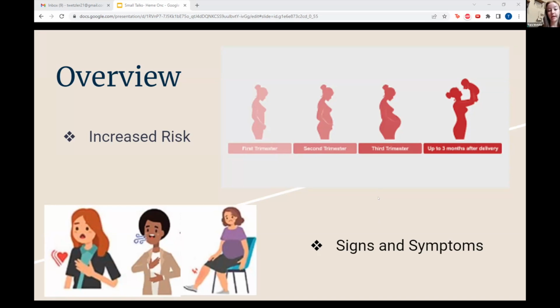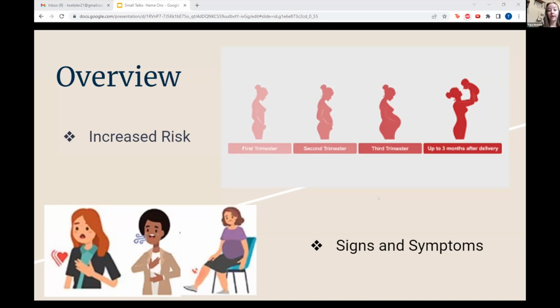Some of the symptoms and signs to look out for are what we would look for in our general population, such as dyspnea, pleuritic chest pain, tachypnea, tachycardia, also signs or symptoms of DVT. And this can be a difficult diagnosis to make in pregnant patients, because some of the physiologic changes that occur during pregnancy can mimic the symptoms of pulmonary embolism.